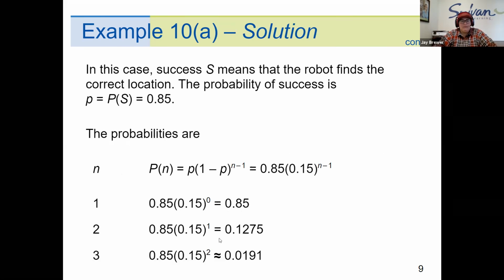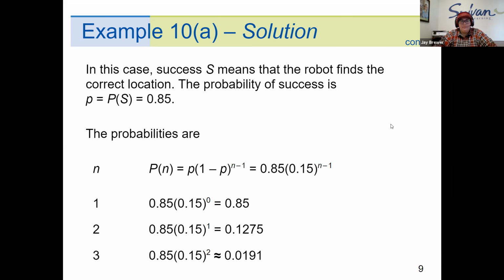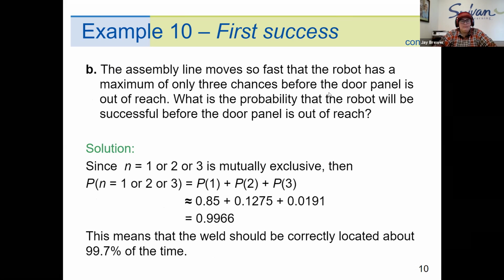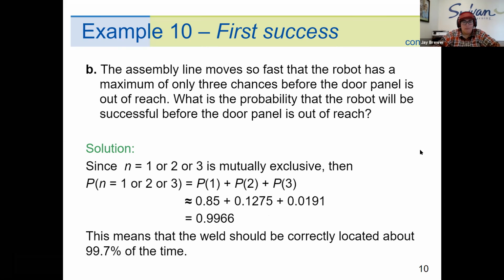We literally just plug everything in. You will see your 3 probabilities spit out. Next question says the assembly line moves so fast that the robot has a maximum of only 3 chances before the door panel is out of reach. What is the probability that the robot will be successful before the door panel is out of reach? So basically, you would have to just add up all 3 probabilities. So it looks like the robot overall is doing a significantly good job.